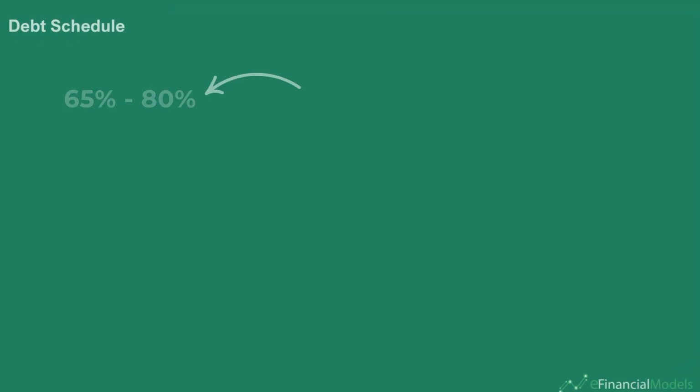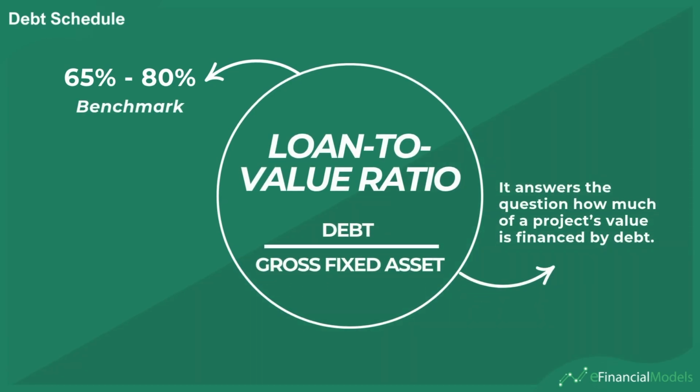Next, loan-to-value ratio. It answers the question: how much of a project's value is financed by debt? This is especially important for infrastructure projects such as solar or wind parks. It is calculated by dividing debt by its gross fixed assets, with 65% to 80% as the benchmark percentage.